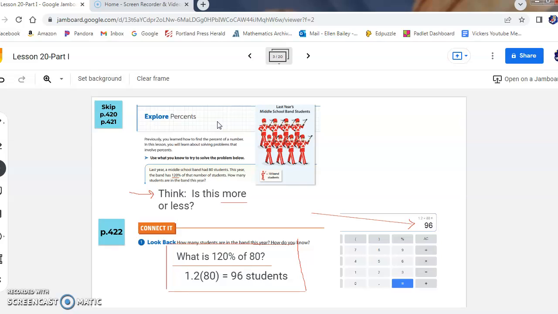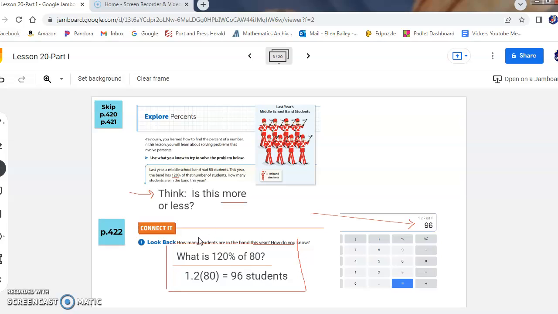All right, look at this. We're going to skip page 420. I'd like everyone to take a look at this problem on page 421. Let me read it for you. Follow along with me. It says last year, a middle school band had 80 students. This year, the band has 120% of that number of students. How many students are in the band this year? The first question I ask myself is, is this more or less? In this case, I've underlined more. That's because 120% is more than 100, so it's more than the total.